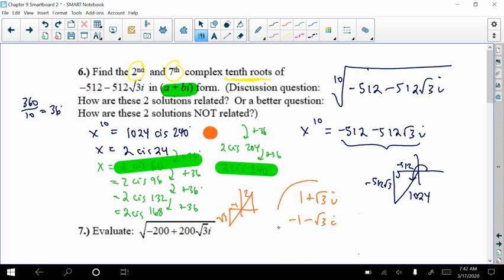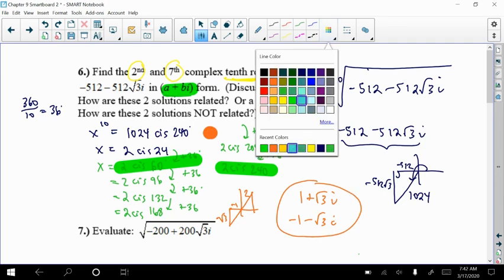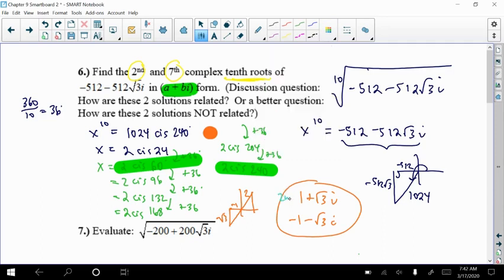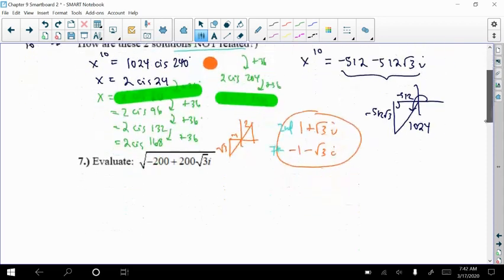And again, emphasizing two things. One, order matters. So this is the second solution, so I might want to indicate that by picking that color there. Here's our second solution, and here's our seventh solution. And two, these are not complex conjugates. That's maybe what the second question is asking, how are these related, or how are they not related? And it's okay that they're not complex conjugates because we didn't have real coefficients to start with.